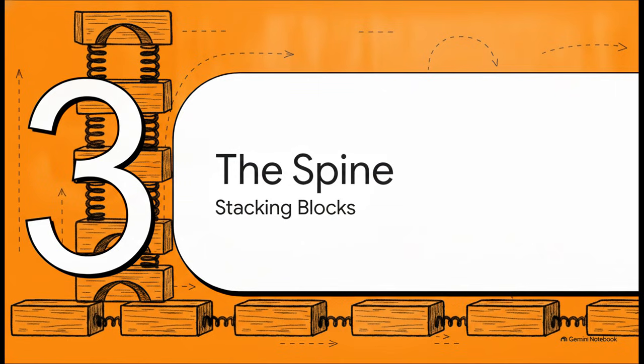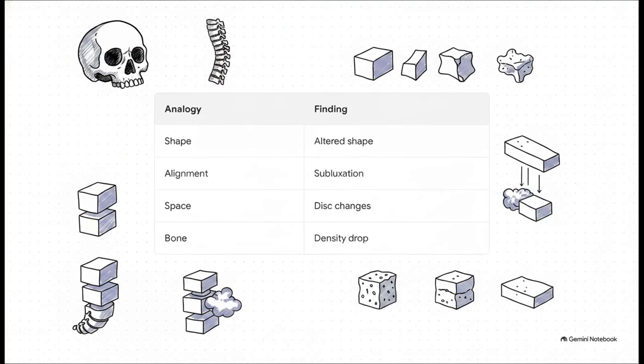All right, heading down to Section 3, the spine, or, as we're going to call it, stacking blocks. So, moving down the anatomy to the spine, we're leaving the house inspection behind and bringing in a brilliant new analogy. I want you to visualize the vertebrae as a stack of blocks connected by springs. Just like the skull, the spine has over 30 diseases and 13 distinct patterns. But by simply asking 4 questions about our blocks, we effortlessly sort them all out.